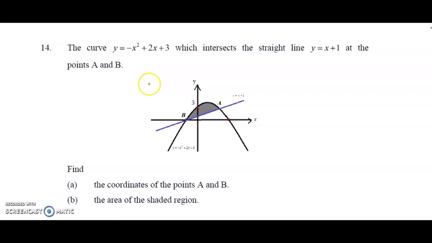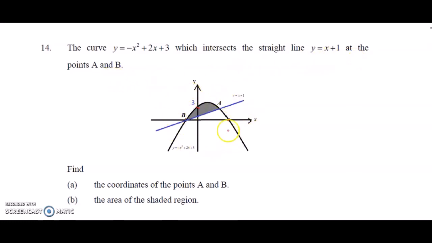Hi everyone, this is the video showing a few examples on finding the area bounded by two curves. Here I have one question sample. This curve y equals negative x squared plus 2x plus 3 intersects the straight line y equals x plus 1 at the points A and B.